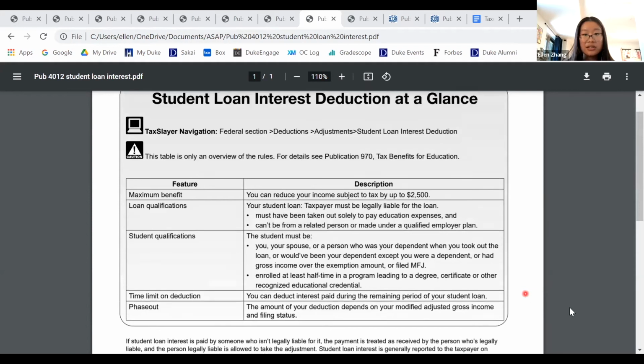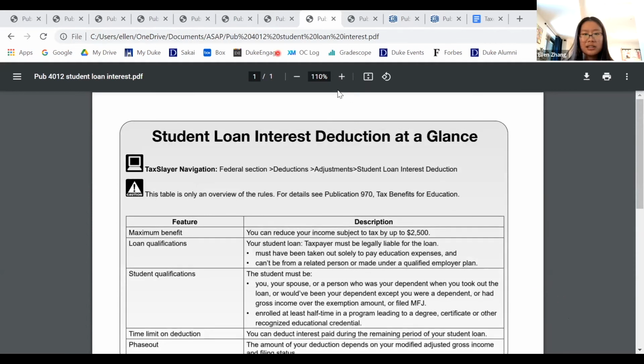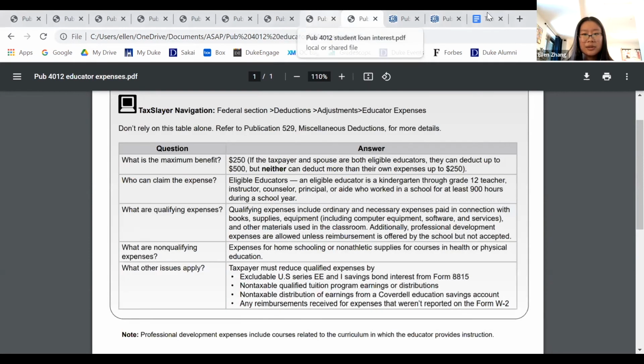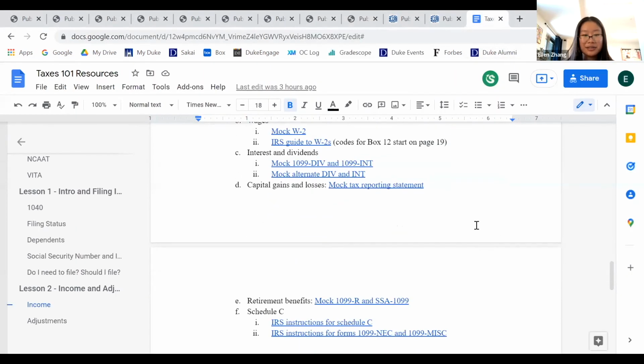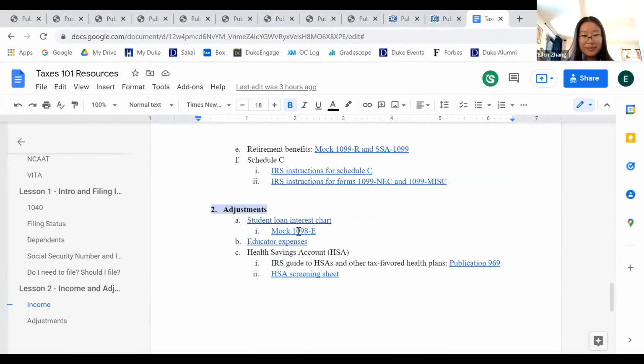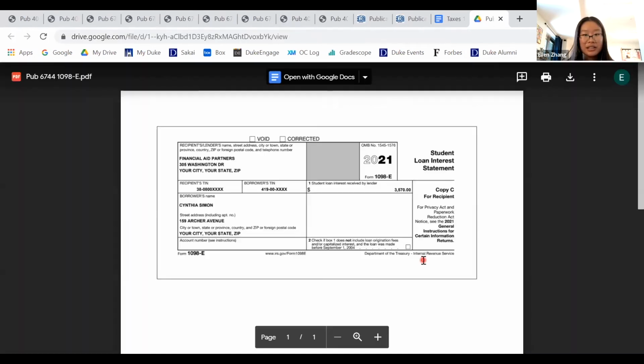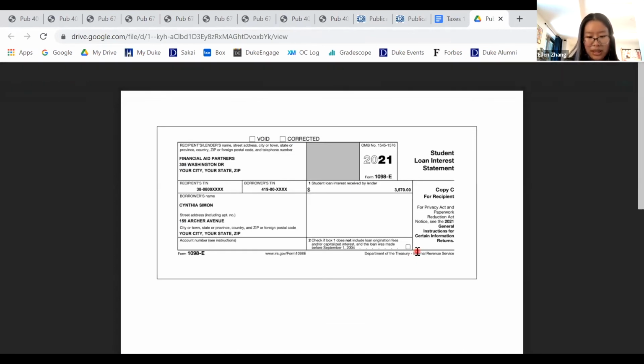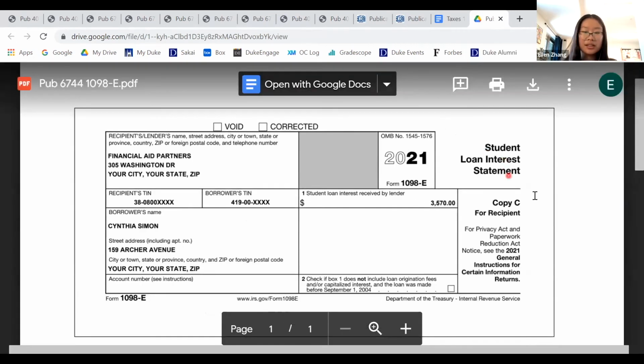And now let's look at that mock. Do I have the mock 1099 we put up? If not, it's definitely under the resources, so I'll pull it up from here. Here we go, mock 1099-E. So this is a student loan interest statement. Let me zoom in a tiny bit more so that we can see this better. There you go. It looks like your typical form.